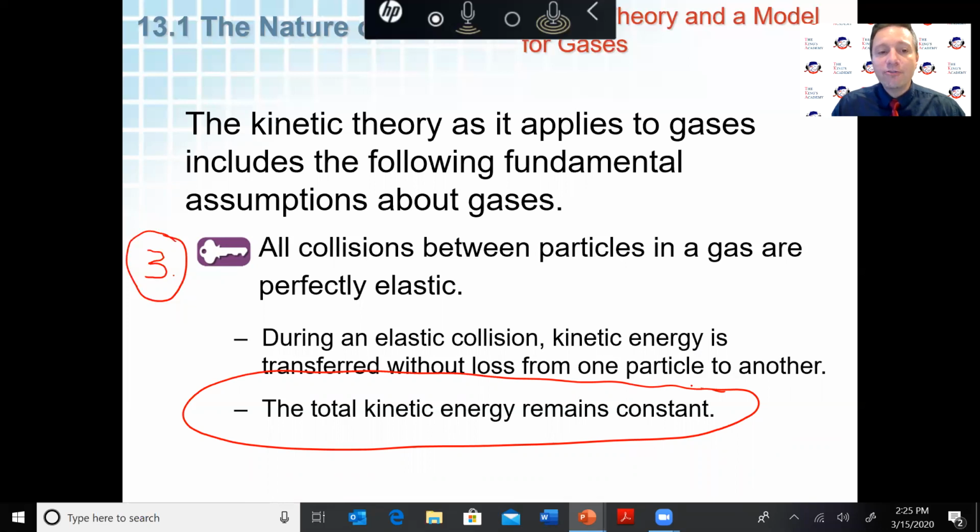So just to reiterate our 3 points. Point number 1, all atoms are made up of small, hard spheres with insignificant volume when we talk about gases. They're atoms or molecules. Number 2, their motion is constant, rapid, and random. And number 3, the collisions are perfectly elastic, meaning there is no loss in kinetic energy.